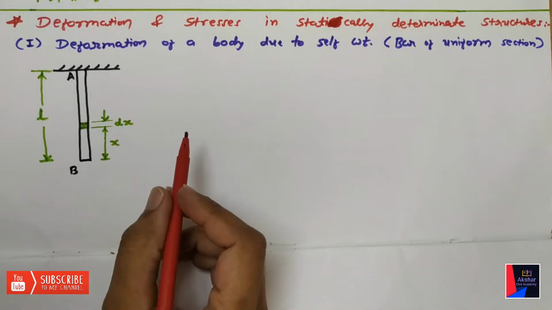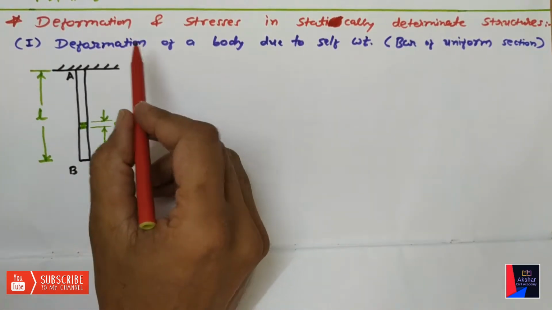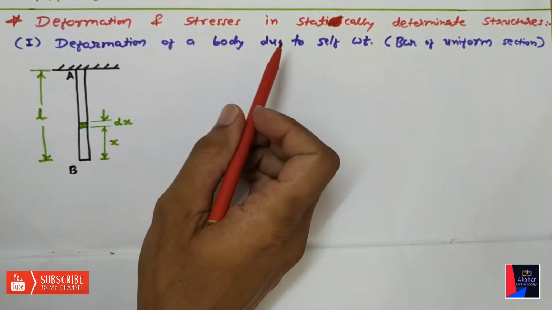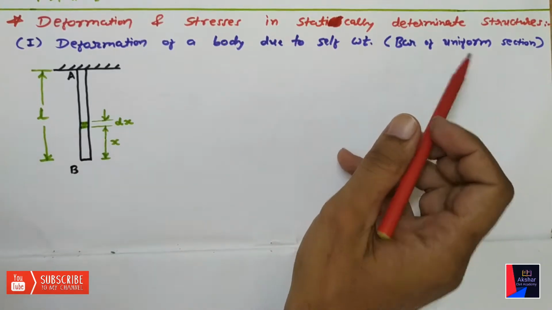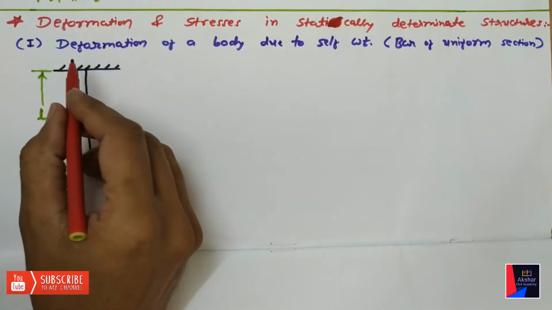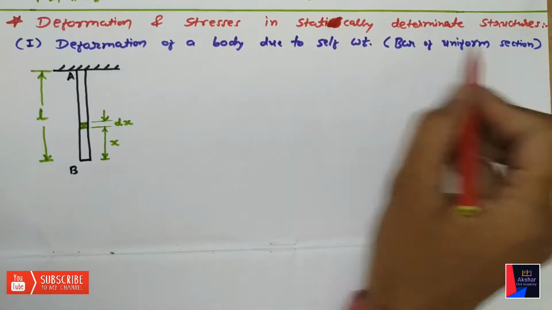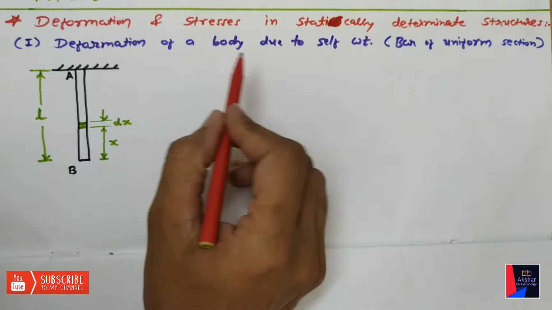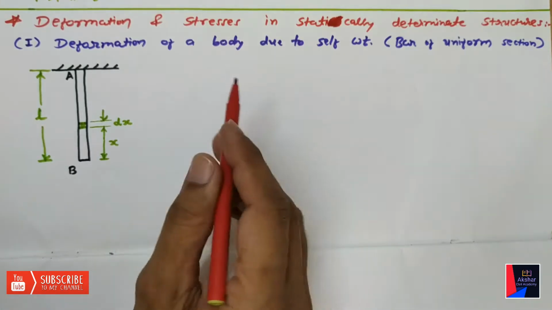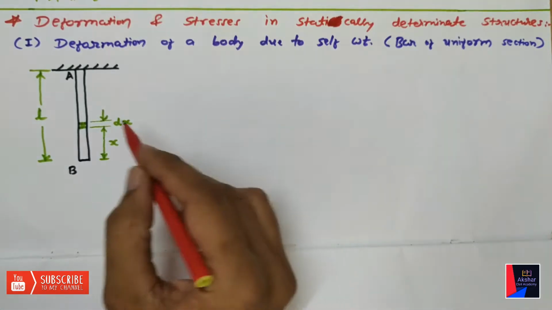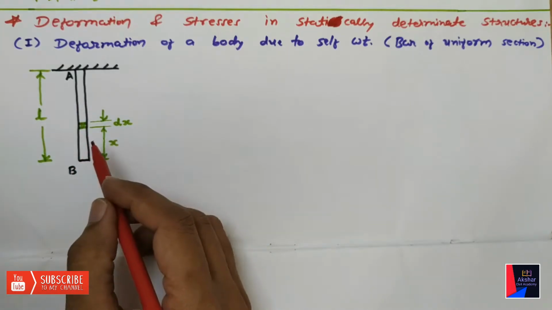Now the topic comes, which is deformation and stresses in statically determinate structures. Okay, so let us see the first case. In the first case, we are considering a bar of uniform section, and we are going to find the deformation of a body due to self weight. Let us consider a uniform section bar AB.